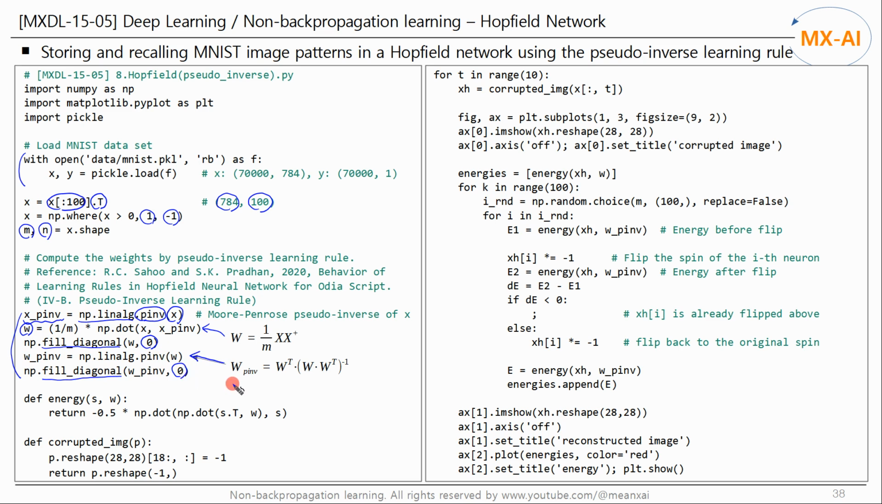Now that we have the 100 MNIST image patterns stored in the pseudo-inverse weight matrix, we can use this matrix to reconstruct the corrupted images as we did in the previous code. The rest of the code is very similar to the previous code, so I will skip explaining it.